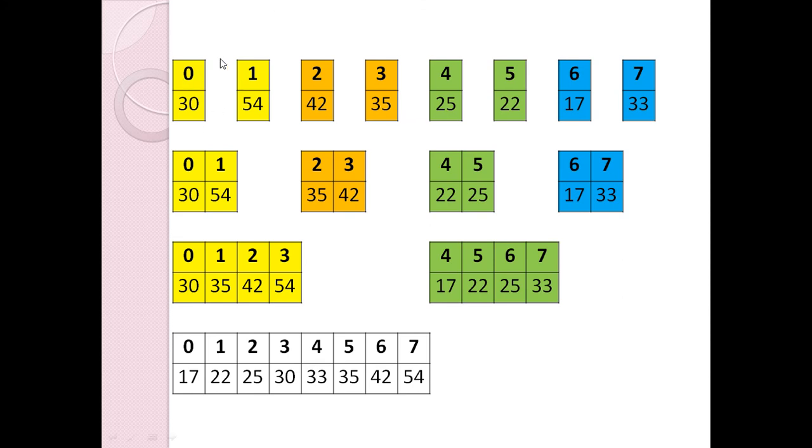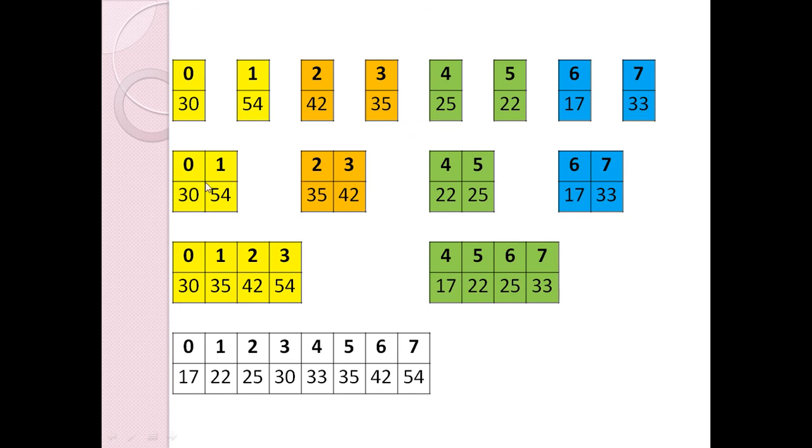So 0 and 1 are two sorted lists. This is one sorted, this is the second sorted list. So these are merged and we find this. Similarly, 2 and 3. They are sorted lists and they can be merged. After merging, we will get a bigger sorted list. So this is a sorted list, 35, 42, and this is sorted now, bigger than this. This will also be merged, 22 and 25. These two sorted lists will be merged, 17 and 33. If there would be only one, then we will note it here and then in the next round we will merge.